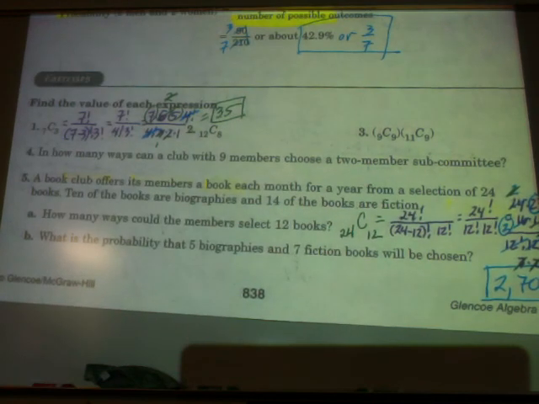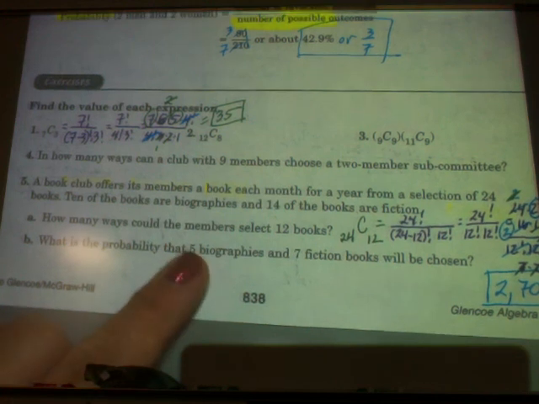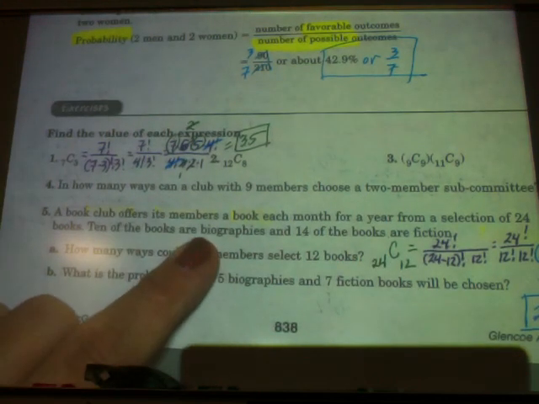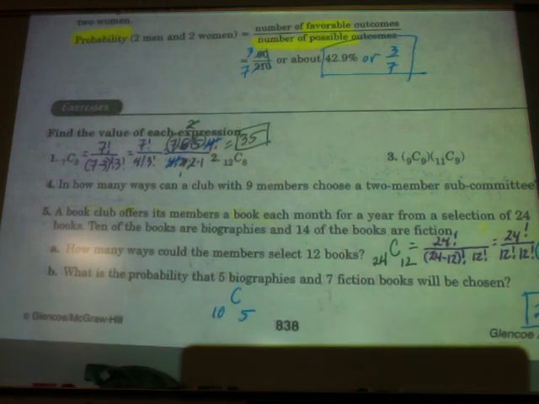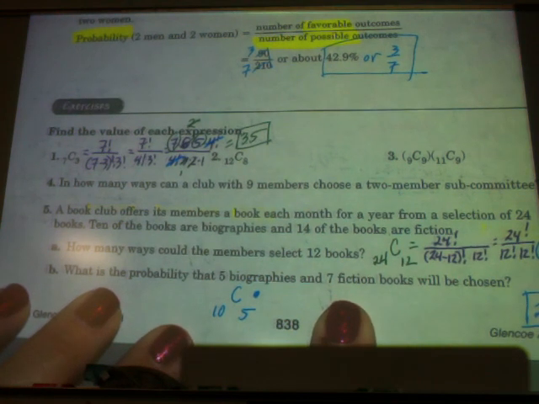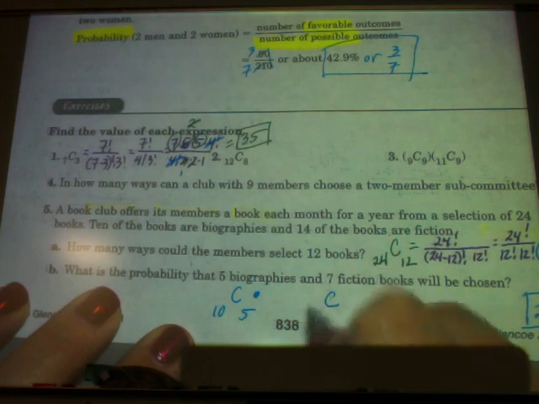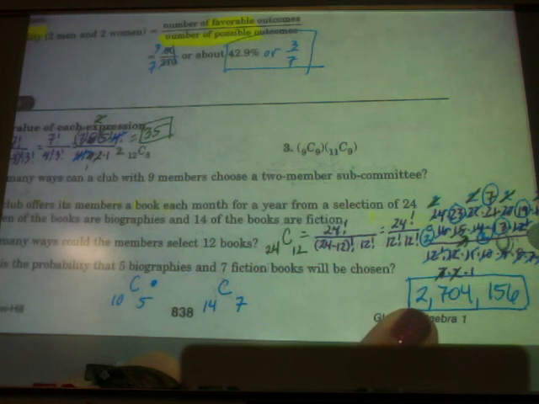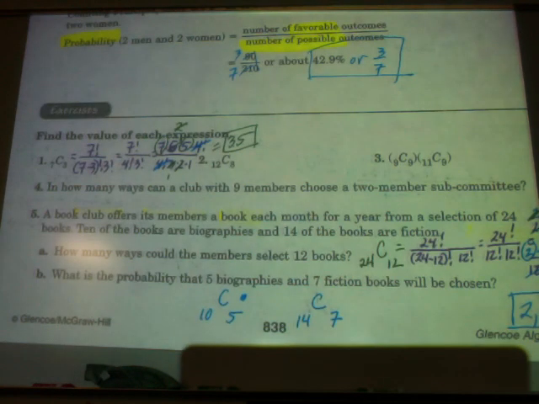All right, so then let's talk our way through B. It says, what is the probability that 5 biographies and 7 fiction books will be chosen? So don't we have to figure out the possibility of 5 biographies? So if I'm taking 5 biographies out of how many total possible biographies? So how many books are biographies? 10. So wouldn't this be a combination of 10 items taken 5 at a time? Right? And are we going to multiply that to this combination of the fiction books? So how many fiction books do I have total? Isn't it 14? 14 taken 7 at a time. So wouldn't I multiply those two together? That would give me my total number of favorable outcomes, and then wouldn't I divide it by this 2 million number?